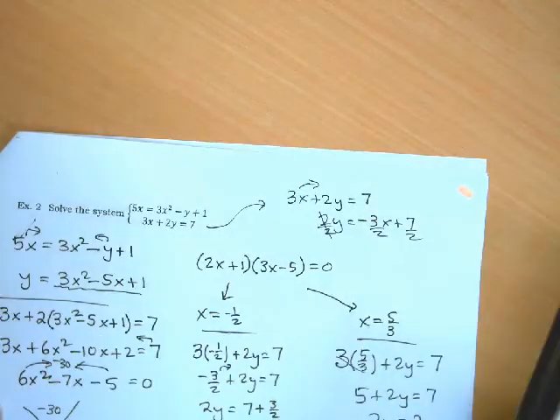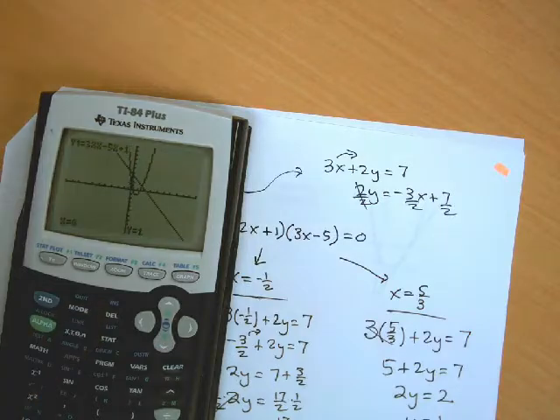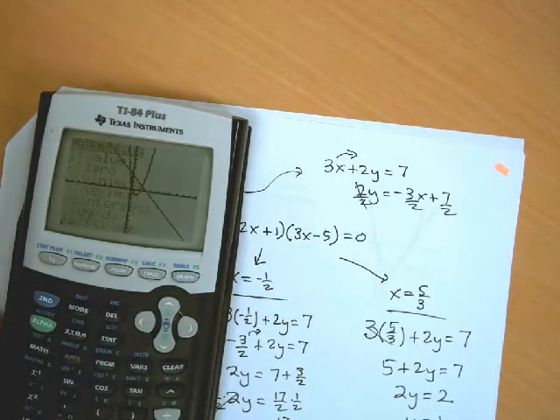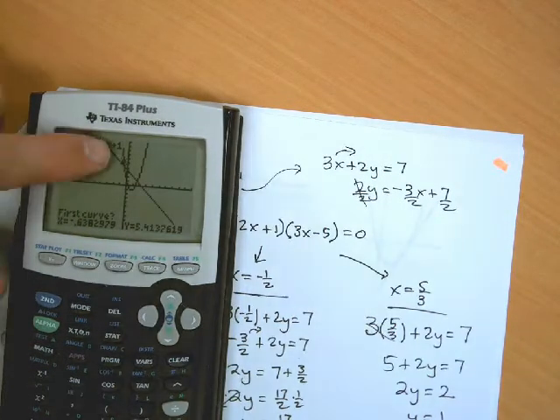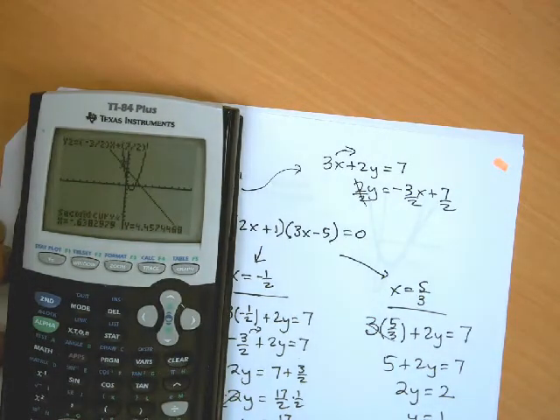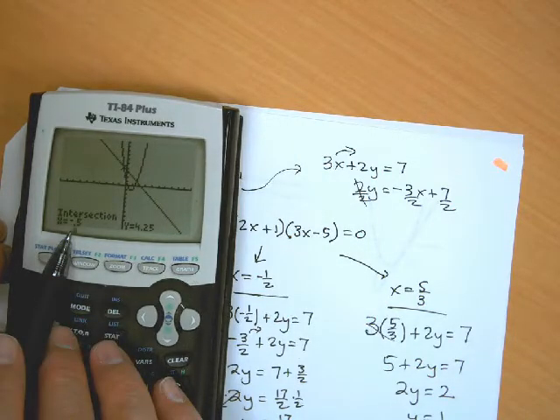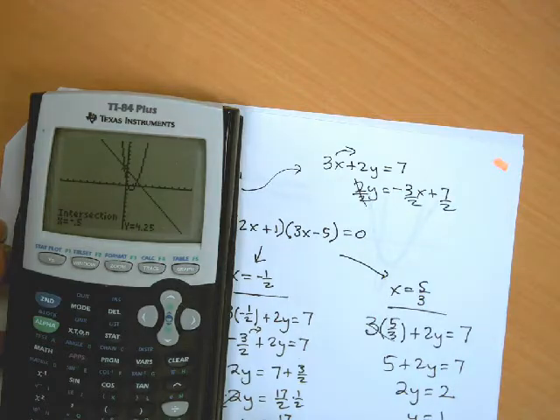And let's see if it corresponds with this. So hit the trace key. Actually, let's go second calc choice number 5. And you scroll over near the answer. We're going to do the one on the left first. Hit enter once, twice, 3 times, and it'll find the intersection. And that is 17/4 there. So this answer is checked.